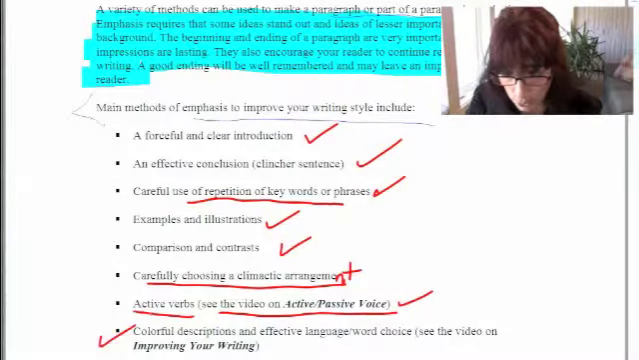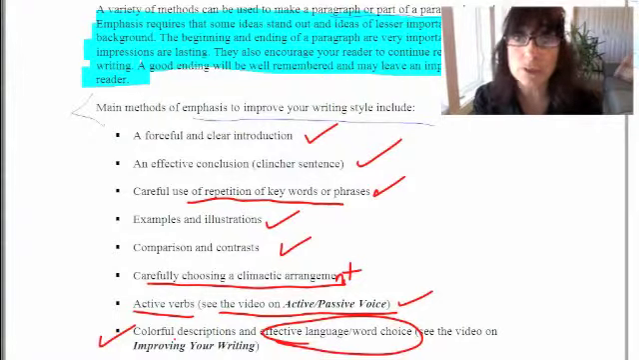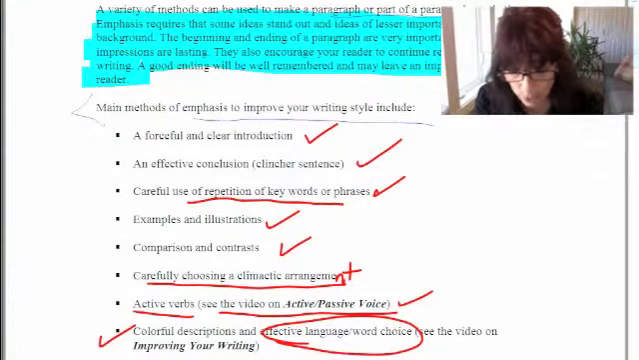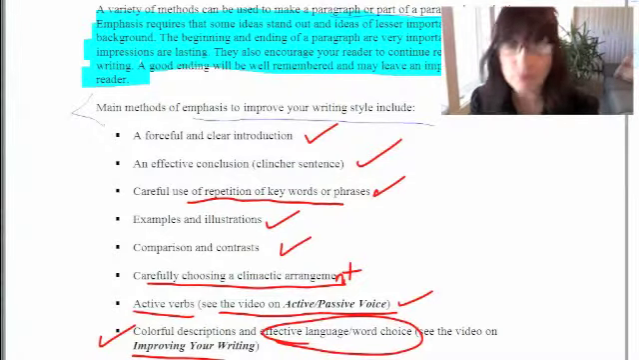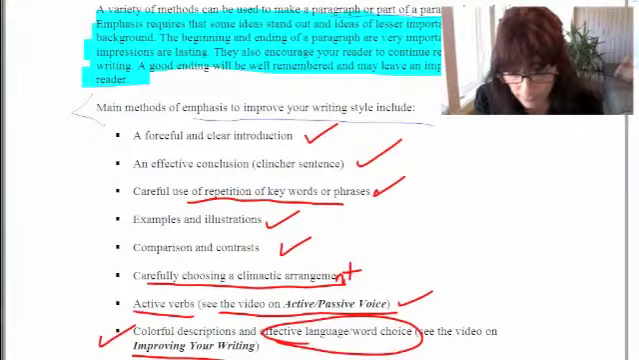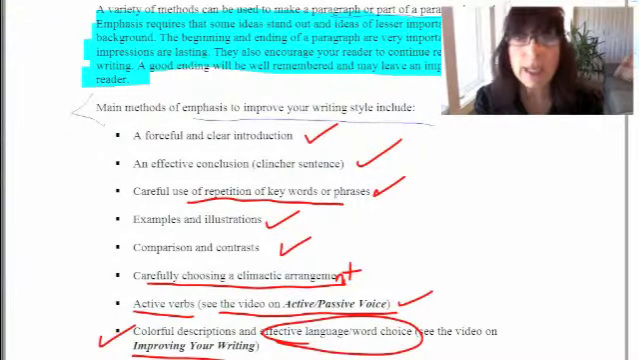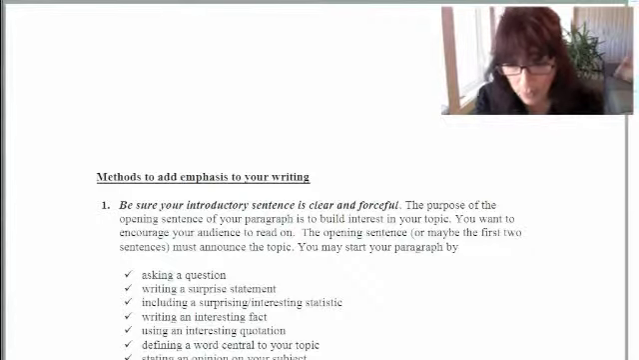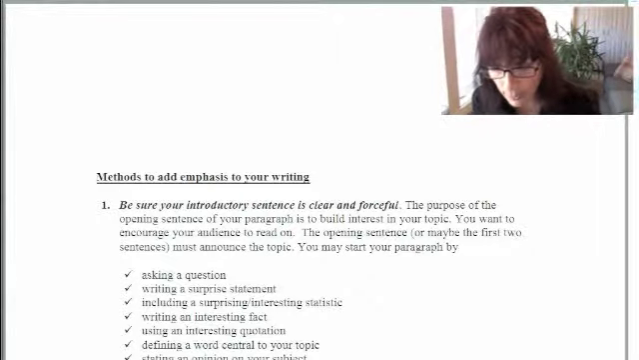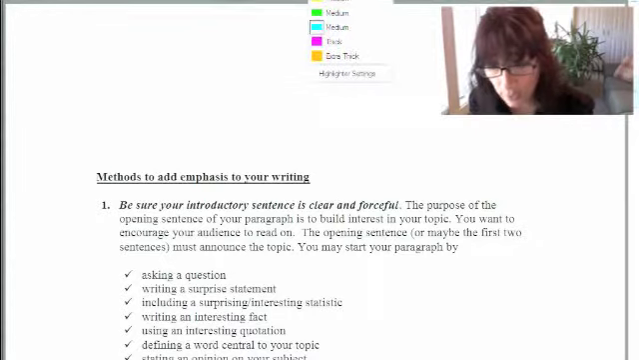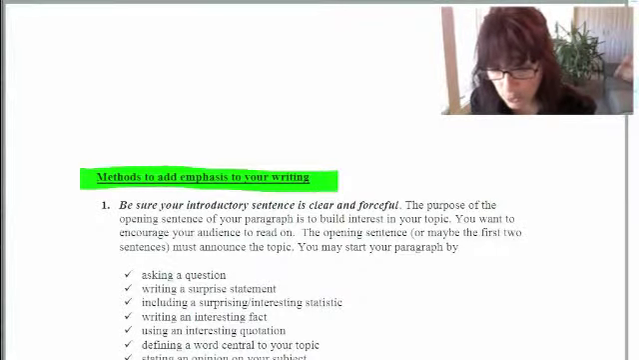You also want to be sure you're using effective language or word choice. You're using colorful descriptions and clear descriptive language. Now, I have a very helpful video called Improving Your Writing, and in that video, which you'll find on this website, I have taught you how to use language effectively and to choose words effectively. And that is a very helpful video to improve your writing skills. So here are some methods that I've come up with and I'd like to share with you that will help to add emphasis to your writing.